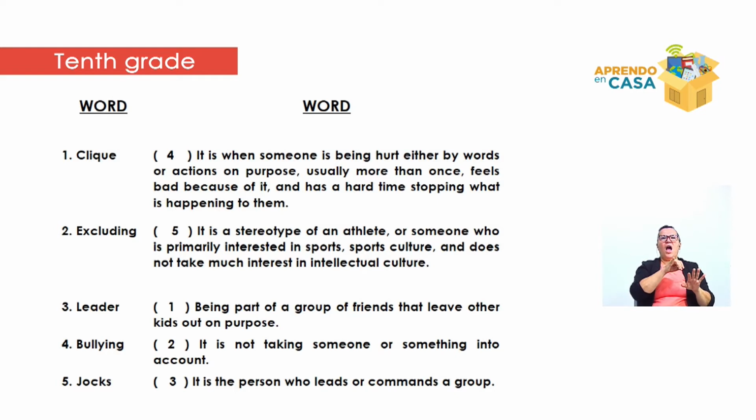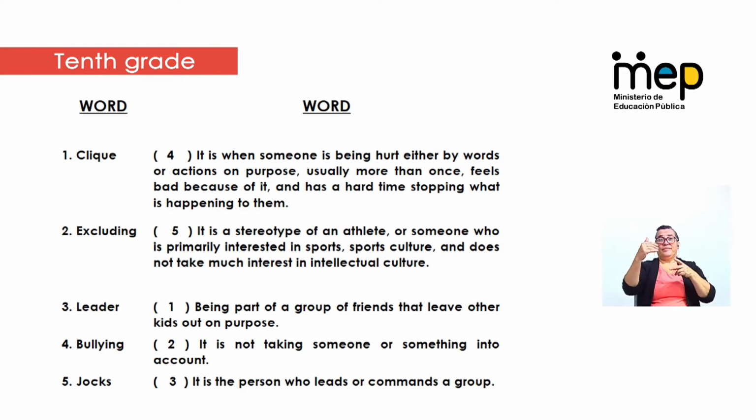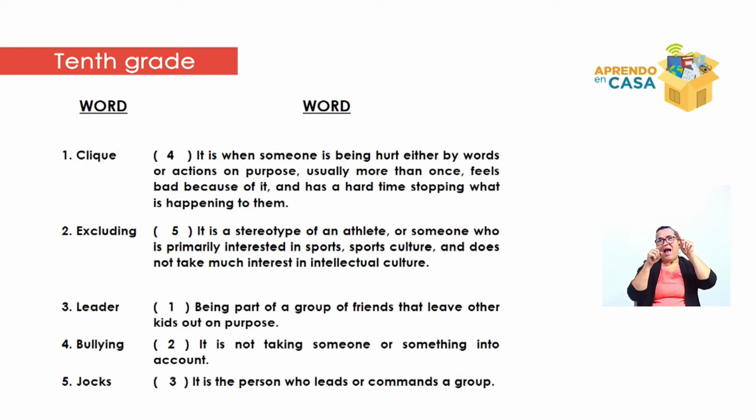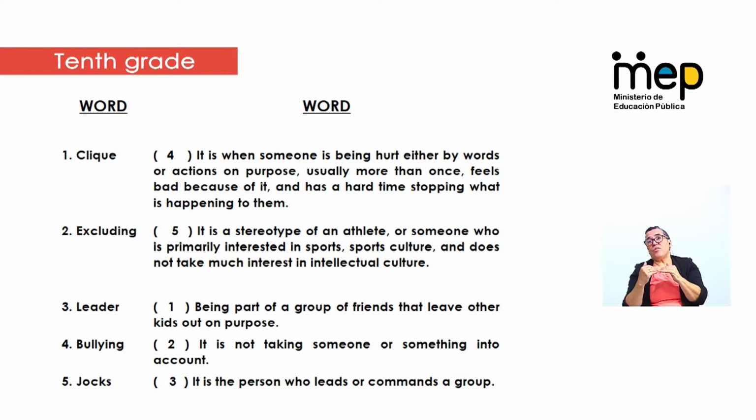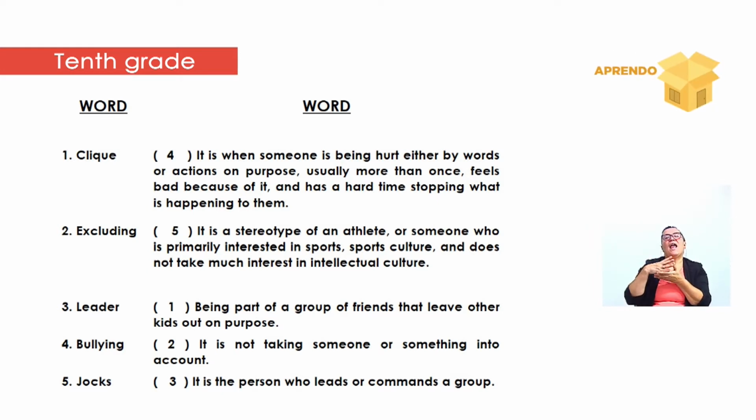Then the next says being part of a group of friends that leave other kids out on purpose. And this is regarding word number 1. So look, this is a clique. What is a clique? Being part of a group of friends that leave other kids out on purpose. When you make those groups at school, then it is not taking someone into account. And it's word number 2 when you exclude somebody, right? So excluding.